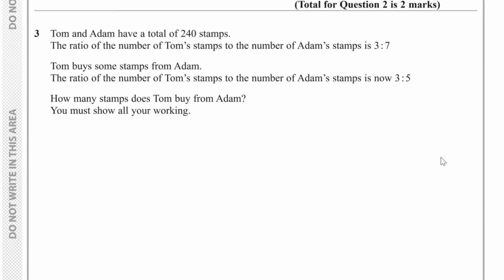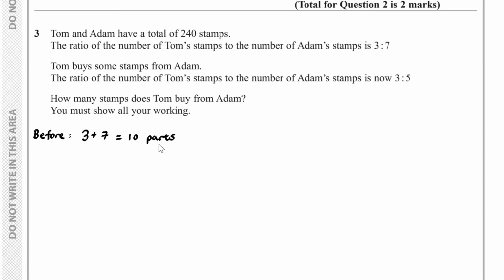Question 3. Tom and Adam have a total of 240 stamps. The ratio of the number of Tom's stamps to the number of Adam's stamps is 3:7, and Tom buys some stamps from Adam. The ratio of the number of Tom's stamps to the number of Adam's stamps is now 3:5. How many stamps does Tom buy from Adam? You must show all your working. Well, the situation before, so just write this down, before. Well, you can see we have 3 plus 7 parts here. So here you can see we have 10 parts.